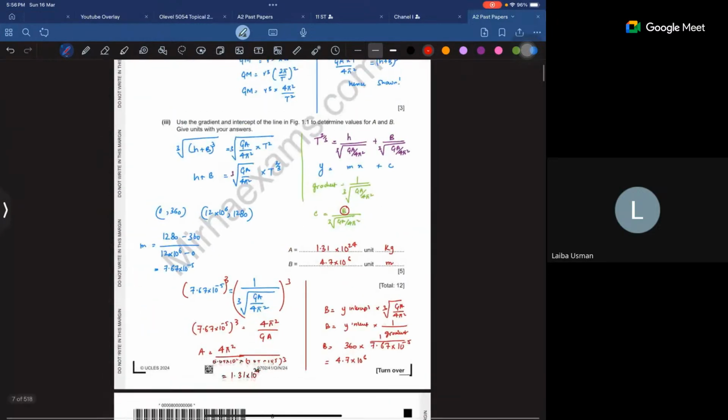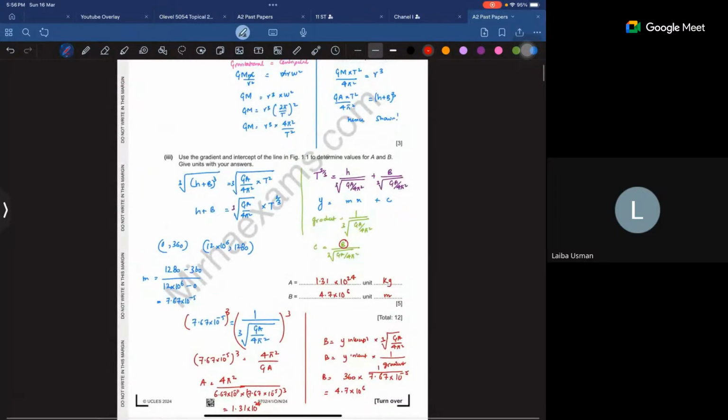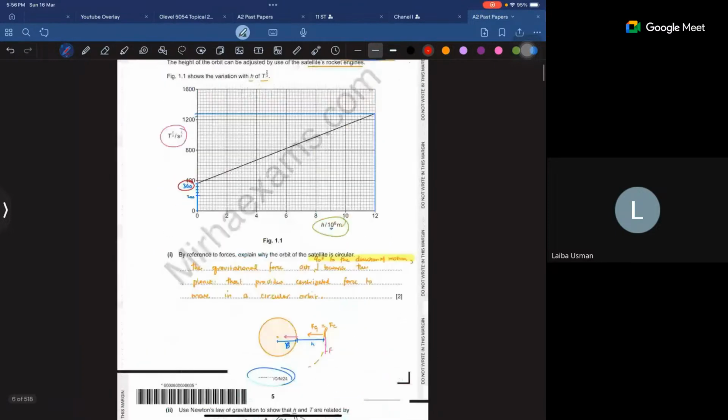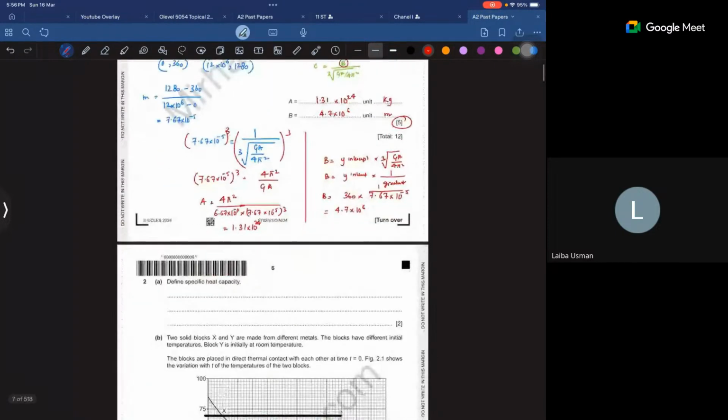So this question is pretty long and difficult for 5 marks. It's a big question, actually. So yeah, seems like the new papers are not that easy, but let's go to the next part. If you have any questions, do let me know, okay?